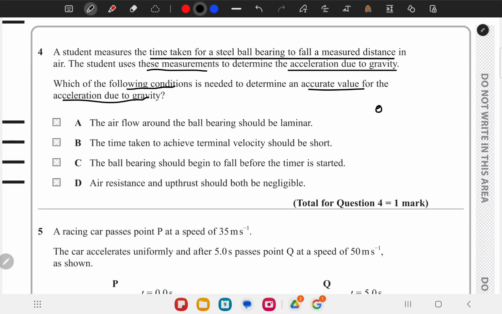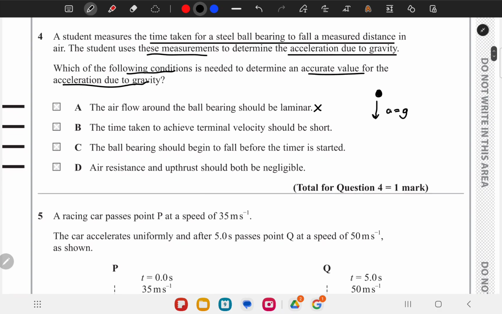Now if I drop a ball bearing, if it's falling with acceleration equal to g, it will gain speed very fast. So if you drop something heavy or dense, so anything but paper or tissue paper, stuff like that, so if you drop your books, copies or pens, it will fall really fast. So you cannot expect the airflow to be laminar.